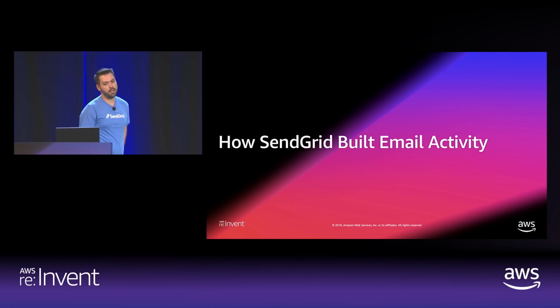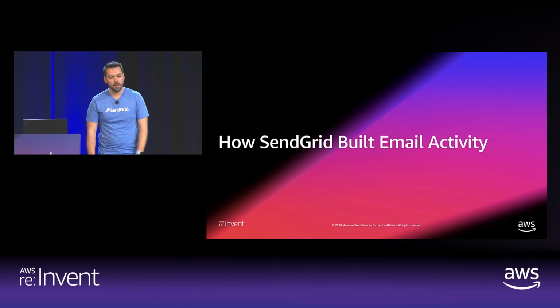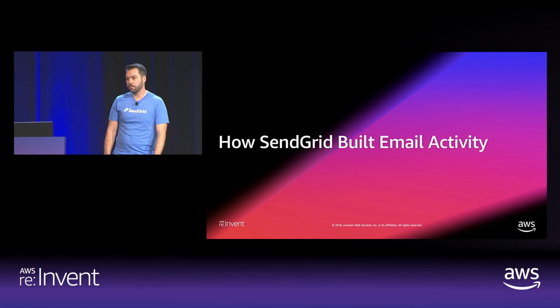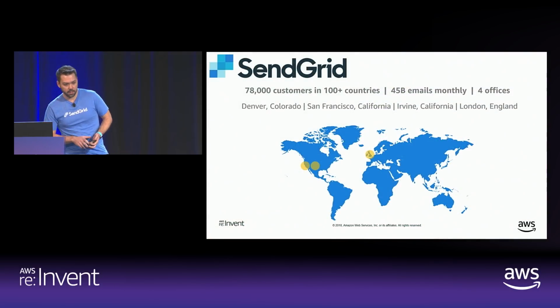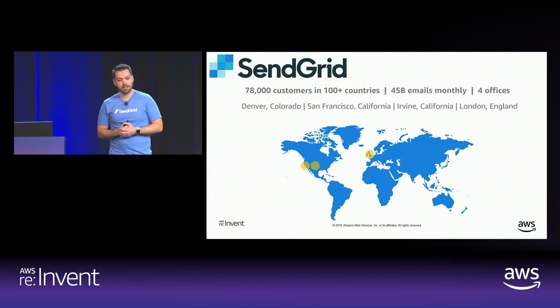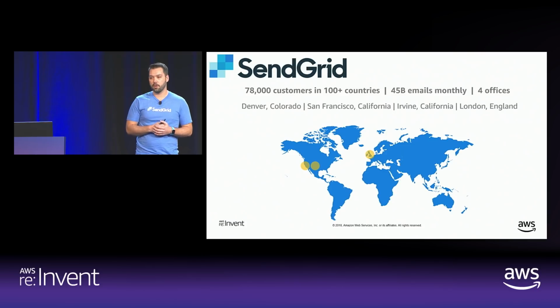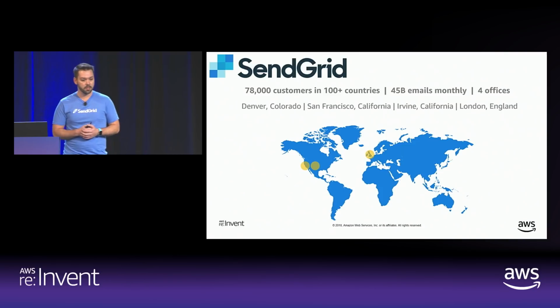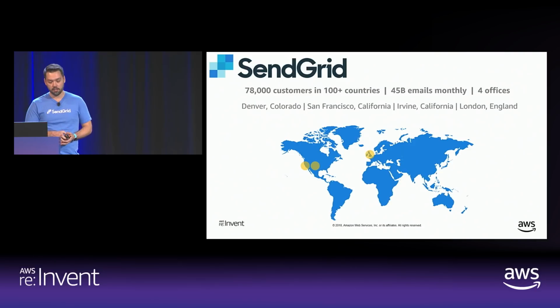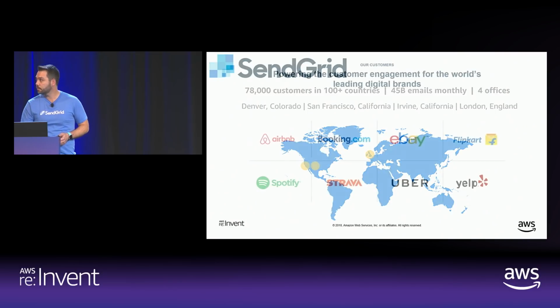All right, so my name is Shane Andrade, and I work at SendGrid. I'm a principal engineer there, and I've been there about 5.5 years. If you haven't heard of SendGrid, SendGrid is an email SaaS company, and we send about 45 billion emails a month from our 78,000 customers that reside in over 100 countries around the world, and we ourselves are distributed amongst 4 offices, mainly located in the US and 1 in London.